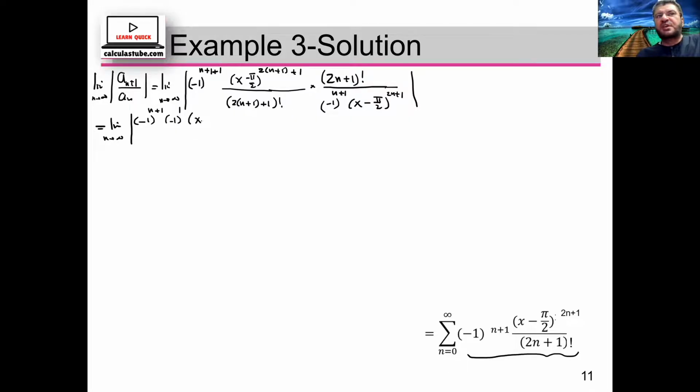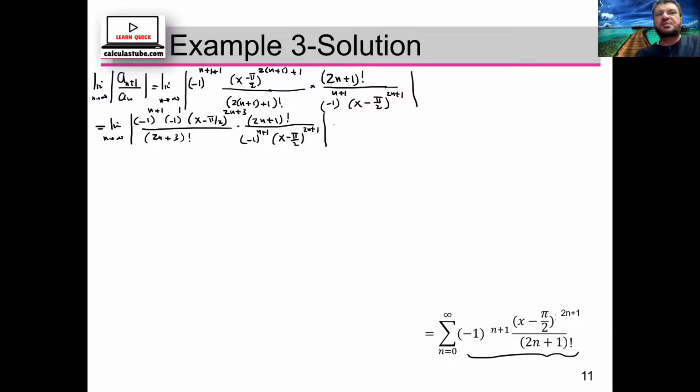The second part is x minus pi over 2. How can I write this one? Open this. This is 2n plus 2 plus 1, which is 2n plus 3. This is the power here. Over this one, which is 2n plus 2 plus 1 again, 2n plus 3 factorial times 2n plus 1 factorial, over minus 1 to the n plus 1 times x minus pi over 2 to the power 2n plus 1.